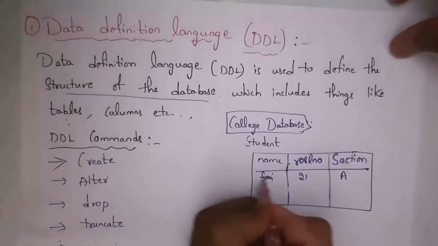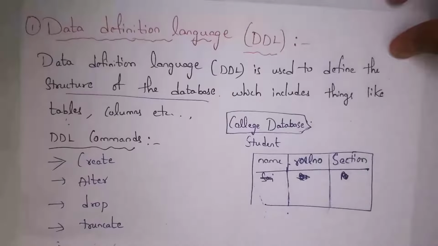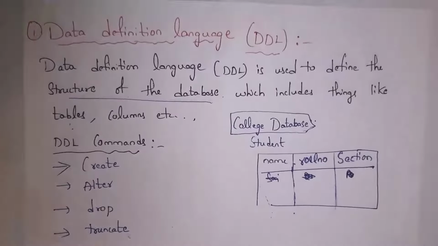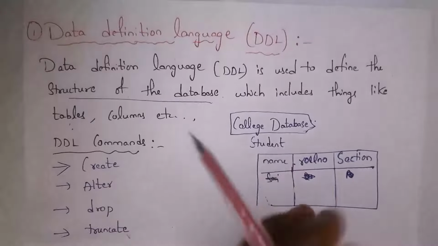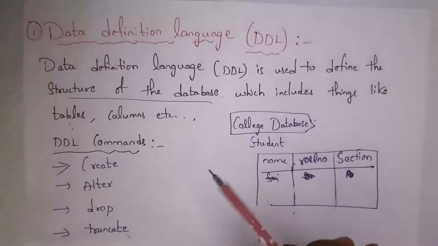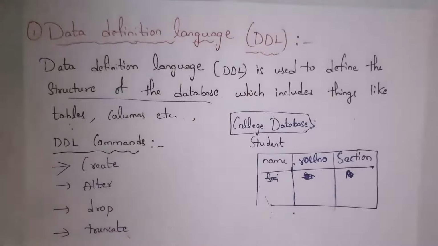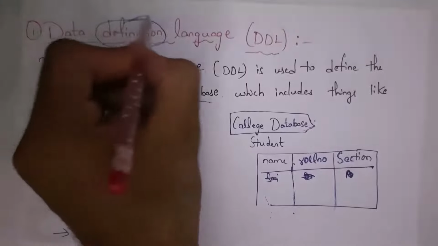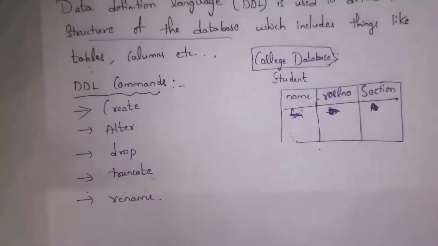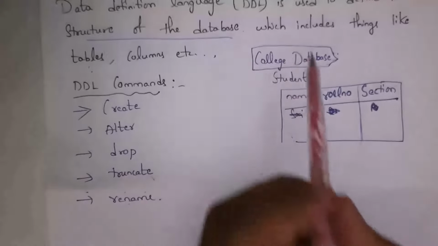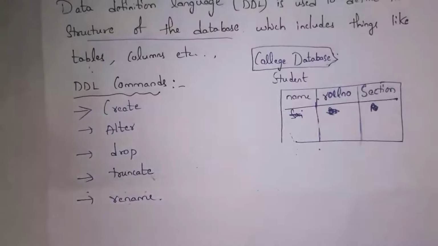But we cannot insert data by using data definition language. We can only define structure of database, that is nothing but by using data definition language, we can only create database, we can create table and we can create columns, but we cannot insert data. So the name itself says data definition language, that is nothing but defining only structure of database, but we cannot insert data or we cannot delete data. Structure is nothing but creating database, creating student table and creating columns. All this comes under structure of database.